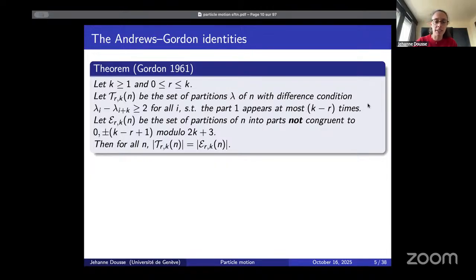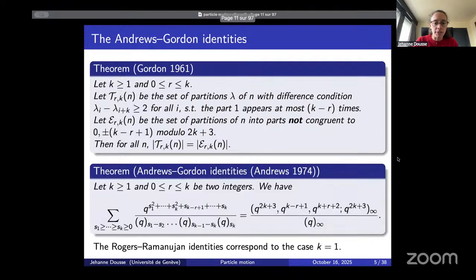And on the other hand, you have the set of partitions of n into parts which are not congruent to 0 or plus or minus k minus r plus 1 modulo 2k plus 3. And for all n, these two sets of partitions have the same cardinality. So this generalizes more the combinatorial version of McMahon that I just presented.